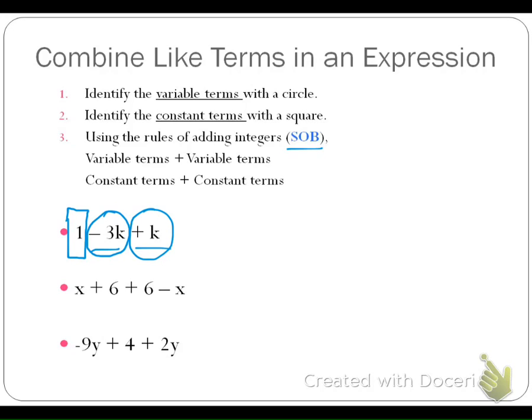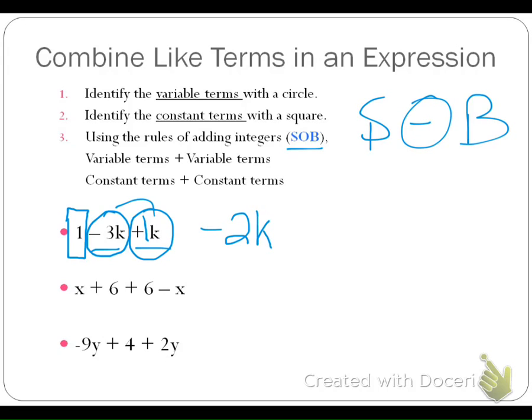Well, negative 3, I can see that coefficient, but what's the coefficient of k? Remember, if you do not see the coefficient, it is 1, and the sign that goes with it, so in this case it's positive 1. Alright, let's use our rules of adding integers to combine negative 3 and positive 1. Negative 3 and positive 1 are opposite signs, so we have to subtract, because it's same signs add, opposite signs subtract, and bigger sign wins. So we should get 3 minus 1 is 2, and the bigger sign is negative, so it's a negative 2, and our variable stays the same.